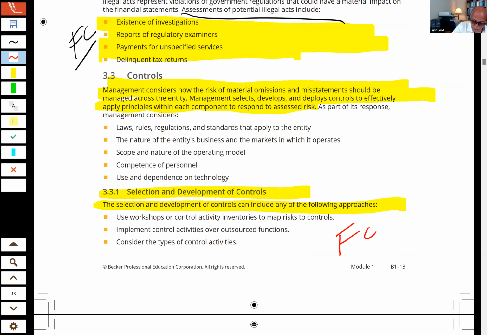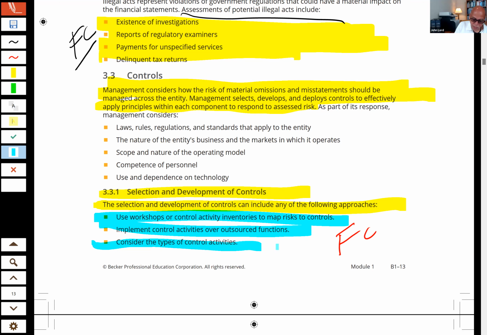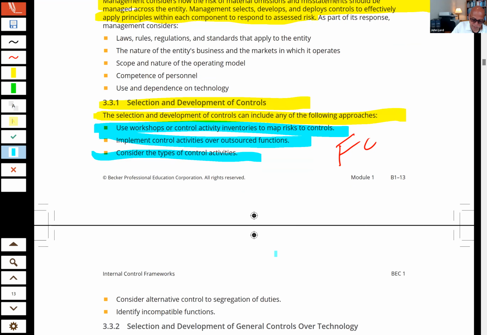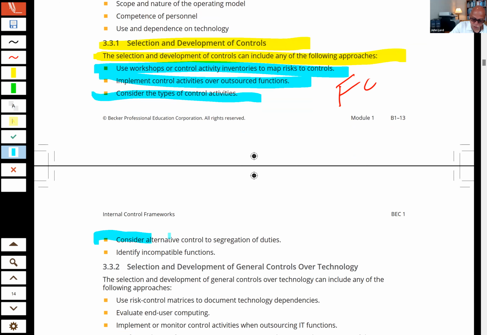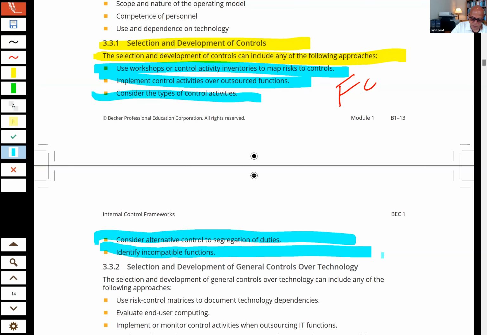Workshops of control activities, inventories to map what the risks are, implement control activities over outsourced functions, consider the type of control activities, consider alternative controls, segregation of duties, which we're going to talk about in a couple of minutes, and then identify incompatible functions, again helping you with that separation of duties that we'll talk about in a couple of seconds. Okay. Then what?